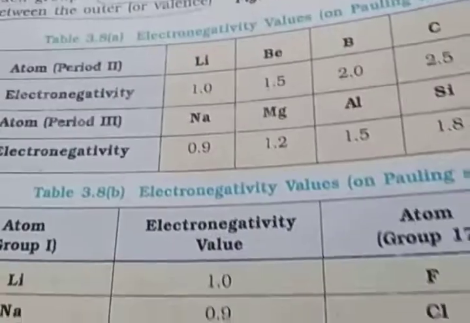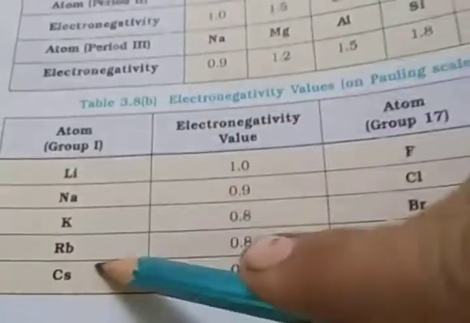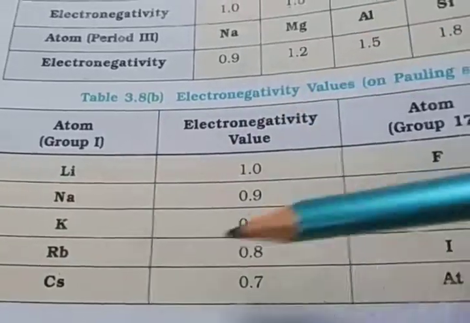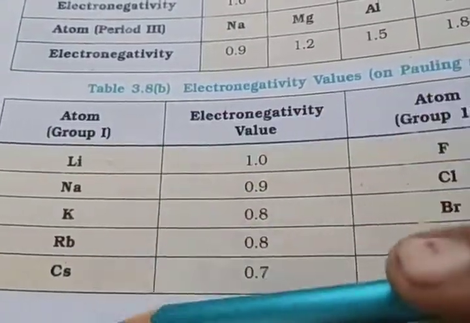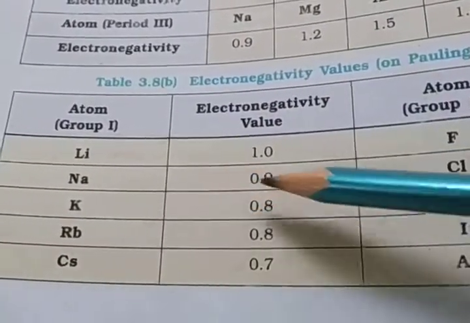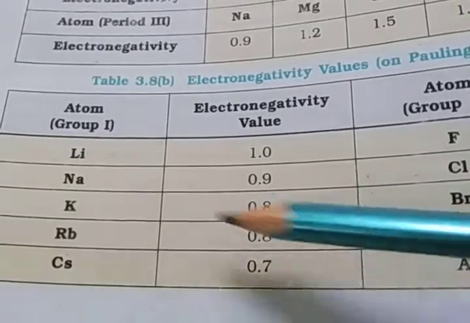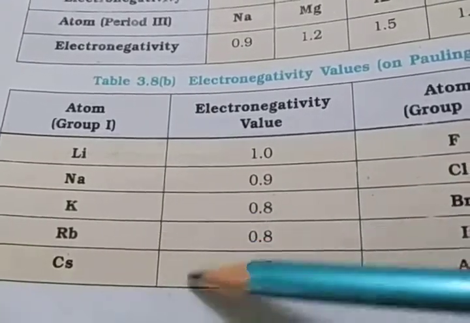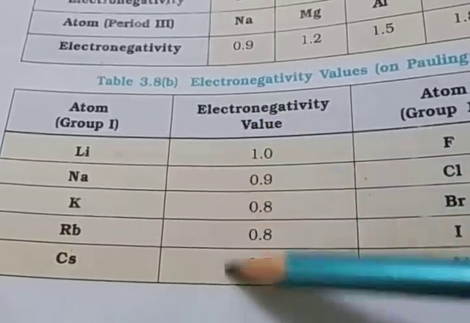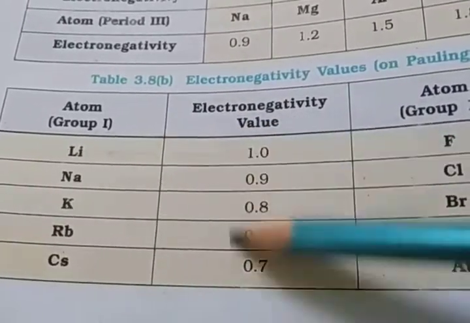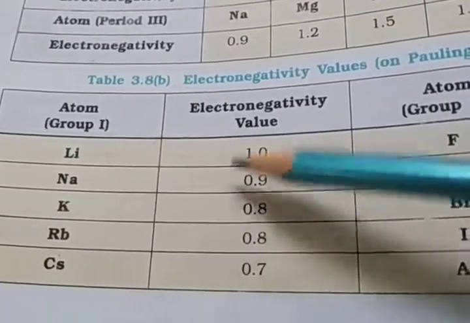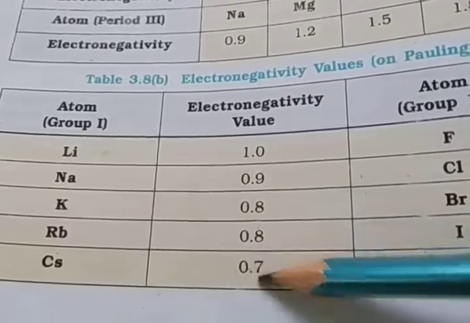Then up to down we have to see, that means down the group. On the Pauling scale, electronegativity values: see, lithium 1.0, sodium 0.9, potassium 0.8, rubidium 0.8, cesium 0.7. That means electronegativity values up to down decrease, because size increases, so its electron attracting power decreases, electronegativity value decreases.